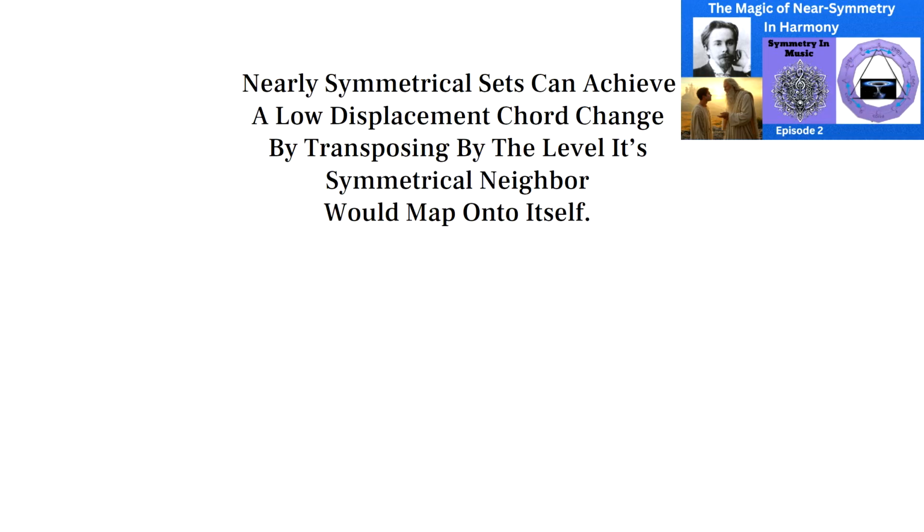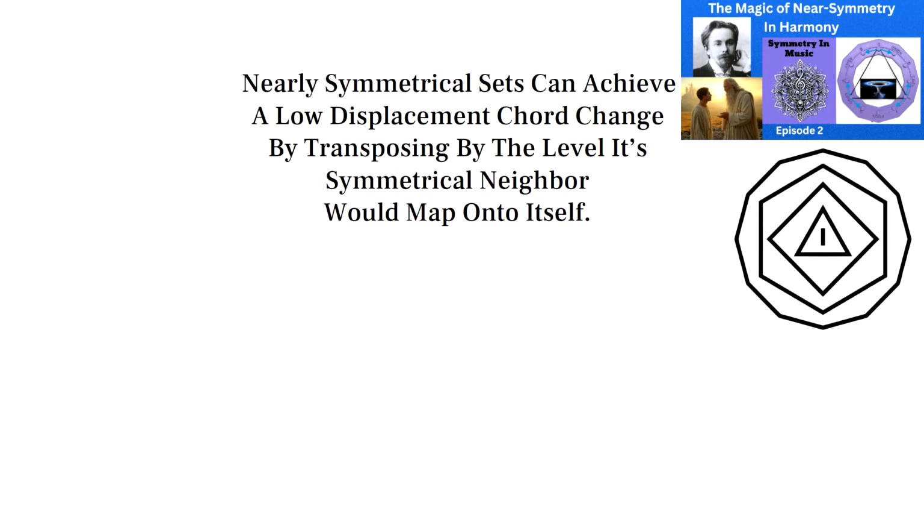In the second episode, we learned that nearly symmetrical sets can achieve a low displacement chord change by transposing by the level its symmetrical neighbor would map onto itself. In previous episodes, we only discussed this in regards to maximally symmetrical equal divisions of the octave, so now let's explore this with other sets.